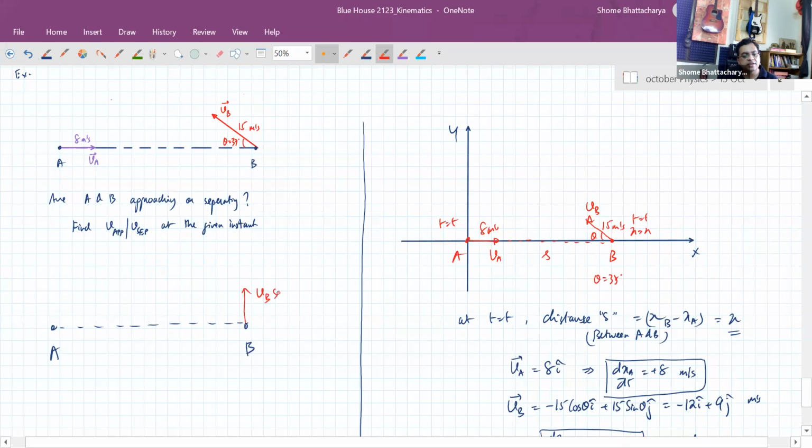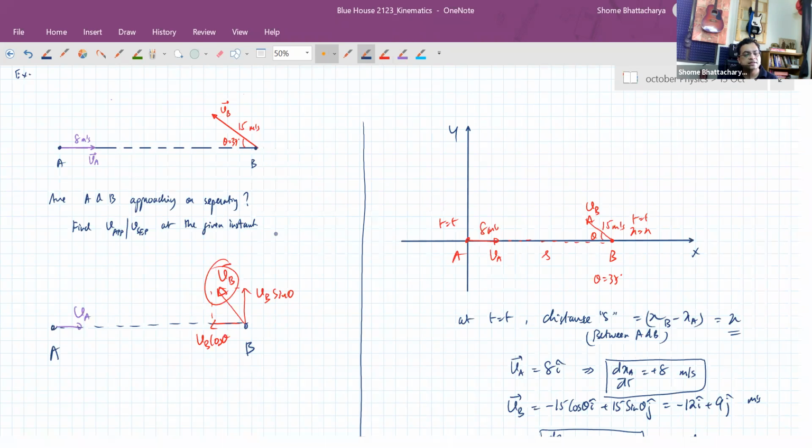This is VB sine theta. This is VB cos theta in this case. Okay. So I've broken this into components. This is VA. So you can see that at this particular instant, if the distance between them is S, then minus dS by dt is equal to VA plus VB cos theta.